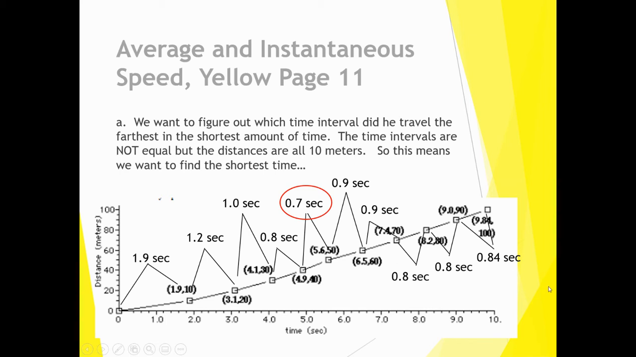So if I am trying to find the shortest amount of time for this, I need to look at all these numbers and decide which one is the smallest. In this case, it is 0.7 seconds, which is why I circled it here in red. So pause the video, copy down what you need, and make certain you understand what I did in order to arrive at the fact that this shortest time interval was 0.7 seconds.